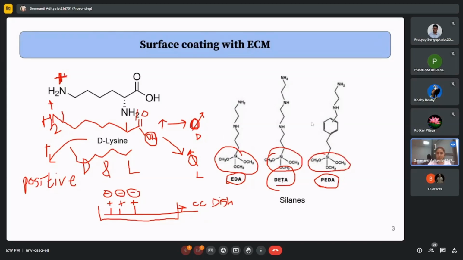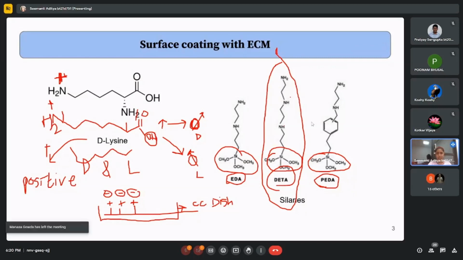So the particular DTA silane is used in making synthetic ECM matrix, because this shows better results. This also has NH2 groups, as you can see, and so this also shows positive charges, and this is better. When we are using ECM, we cannot have very bulky side chains like this one, and also we cannot have smaller peptides.